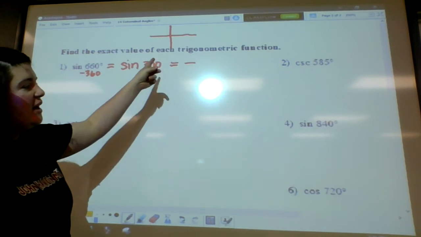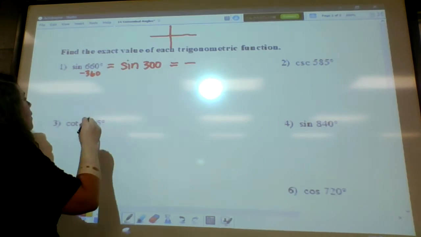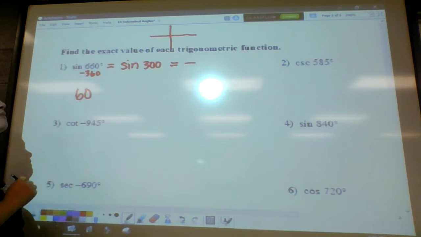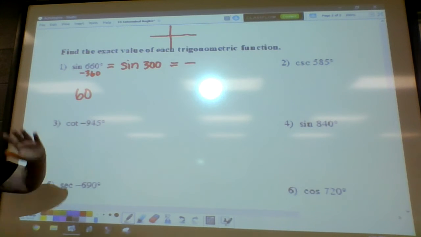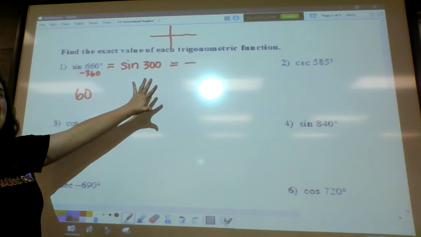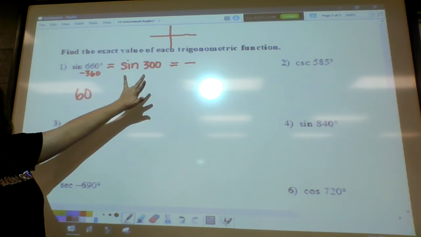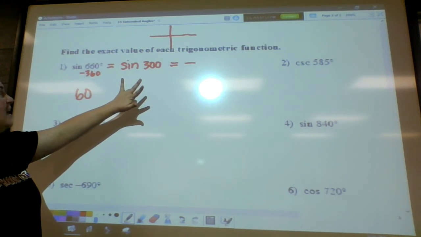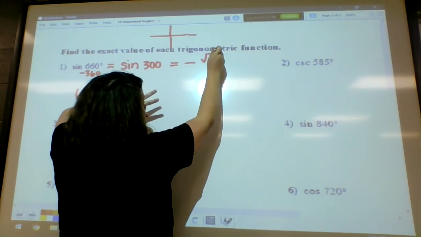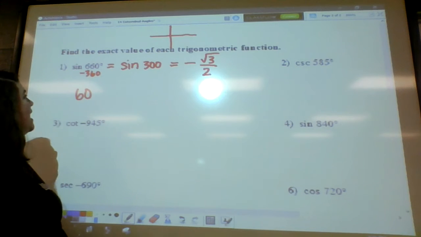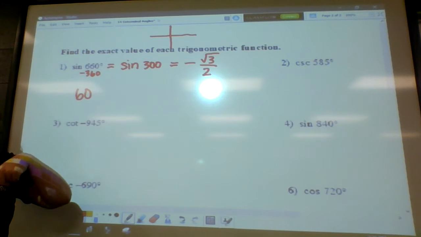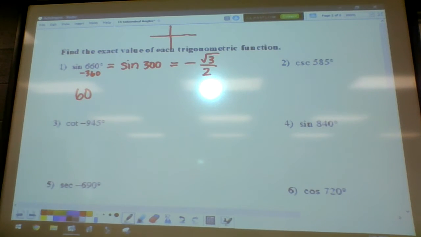All right, so 300 is in Q4, and sine is negative in Q4. So what's our reference angle for 300? Of 60, right? So we're going to reference 60 degrees. And this is where knowing it, either writing down that first quadrant or knowing it, is super helpful. So I'm going to use my hands. 60, it goes 30, 45, 60, in order. So 60 is this one. Cosine and sine. So sine is square root of 3 over 2. So our sine of 660 is negative square root of 3 over 2. So we combined coterminal angles and reference angles to get that value.